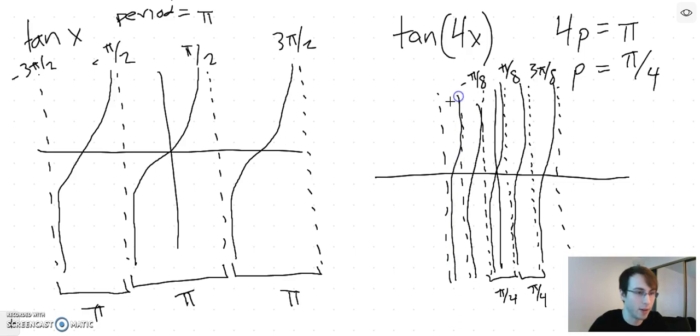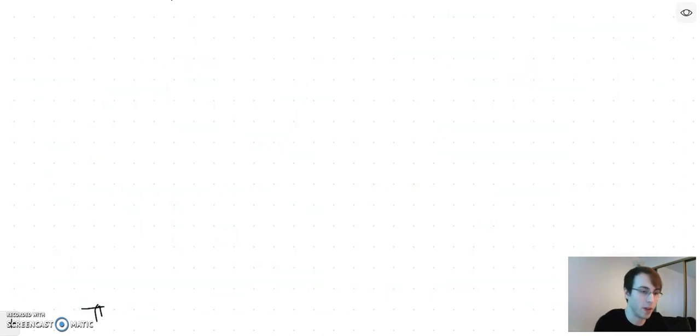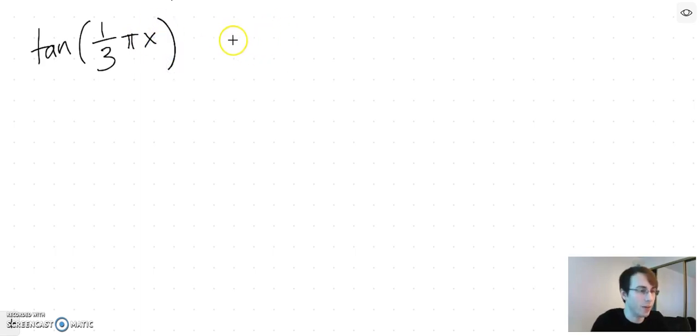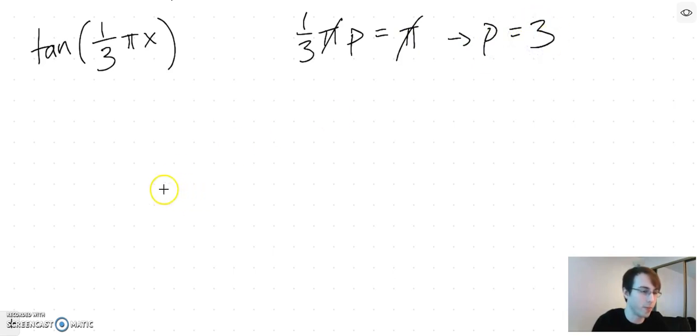And lastly, to finish it off, let's do one more example with tangent. Let's make it tangent of 1/3 pi x. So now we have to set 1/3 pi times the period equal to pi. So cross out these pi's, then period equals 3.